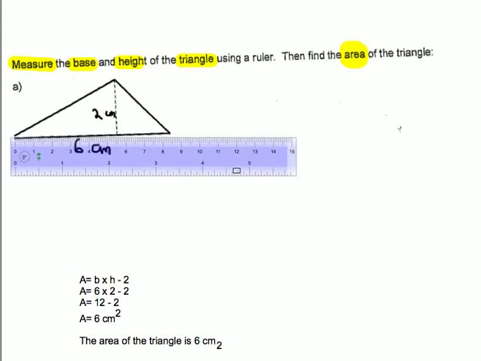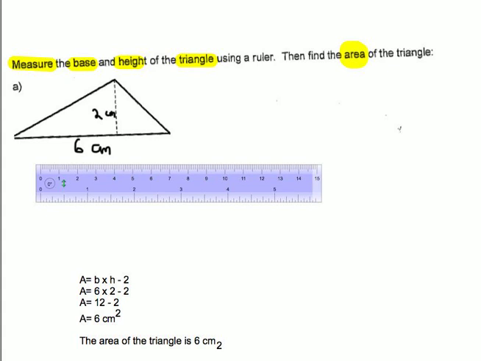I measure the height, and because it's a triangle, I must look for the perpendicular line from the highest to the lowest point. So here's the highest point in the triangle to the lowest point in the triangle, to the baseline. And I draw a straight perpendicular line, which is 2.